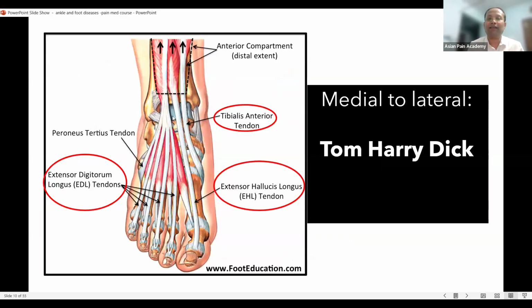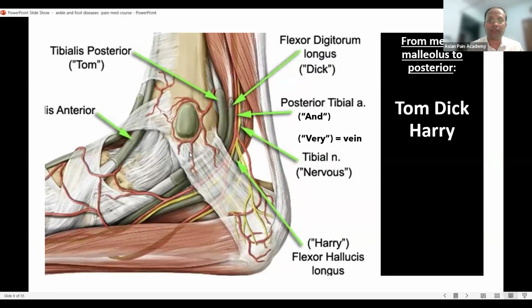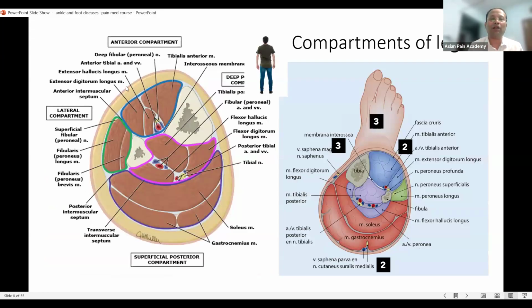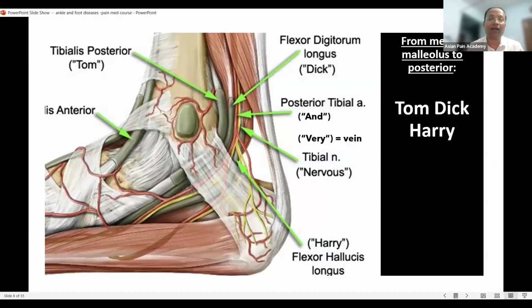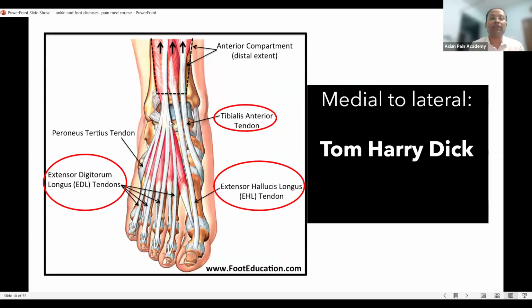So anterior side, I showed you this picture, that all the anterior compartment muscles will come to the anterior side of the ankle, become tendon, and come to the anterior side of the ankle. And if they contract, it will cause extension of the ankle. So here you see what is there in the anterior side.